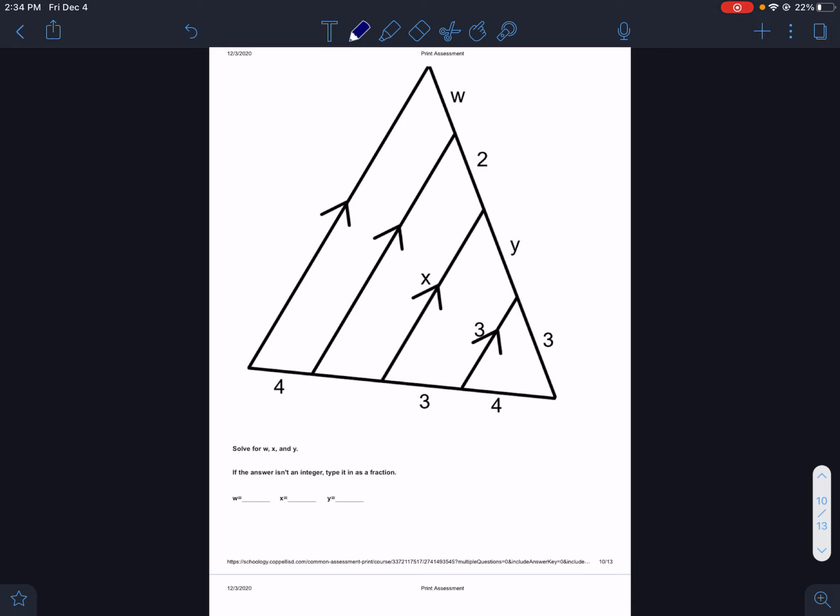We know that the ratios have to be the same between each section. So I'm going to use this 3 over 4 every time. 3 over 4 is going to equal y over 3. Nothing reduces, so 4y equals 9. So y has to equal 9 over 4.